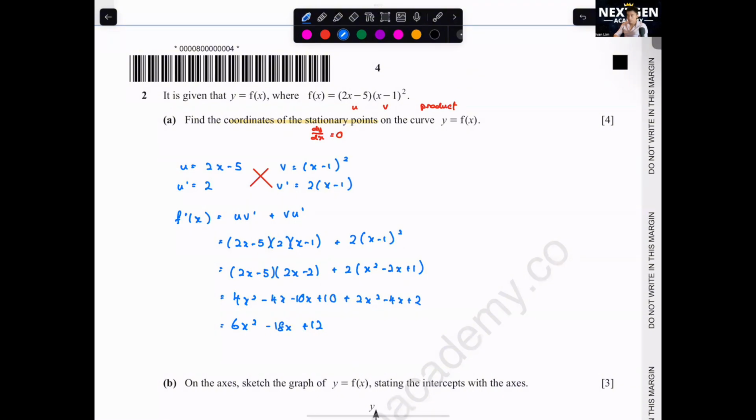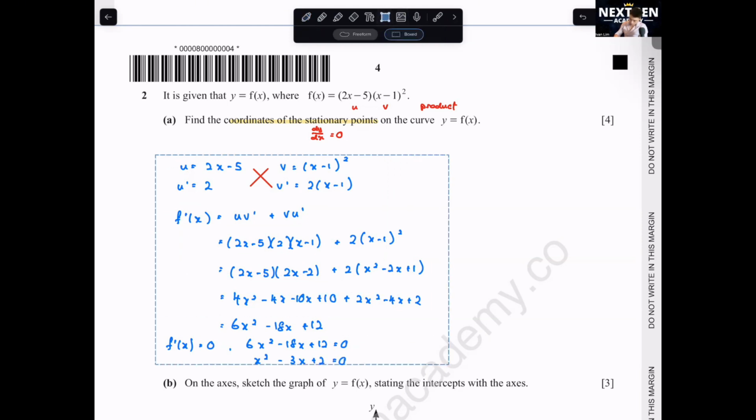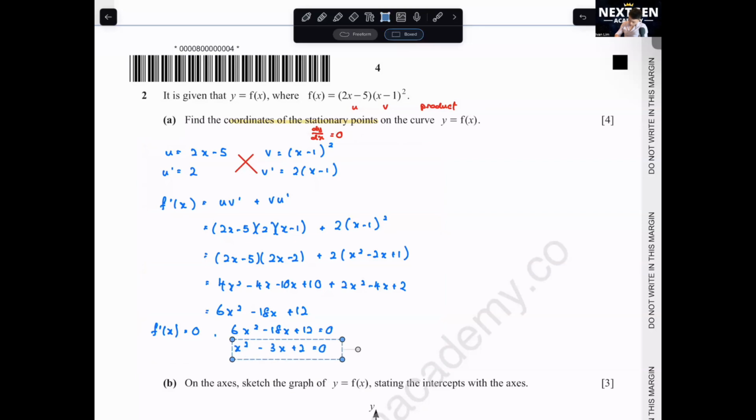Okay, we also want to make it f prime x equals 0. So here it becomes 6x squared minus 18x plus 12 equals 0. We divide the whole thing by 6, which will get x squared minus 3x plus 2 equals 0. Factorize this, we'll get (x minus 1)(x minus 2) equals 0. Where we'll get x equals 1 and x equals 2.